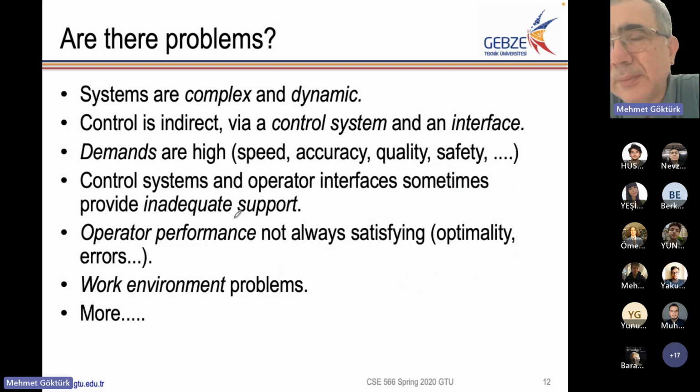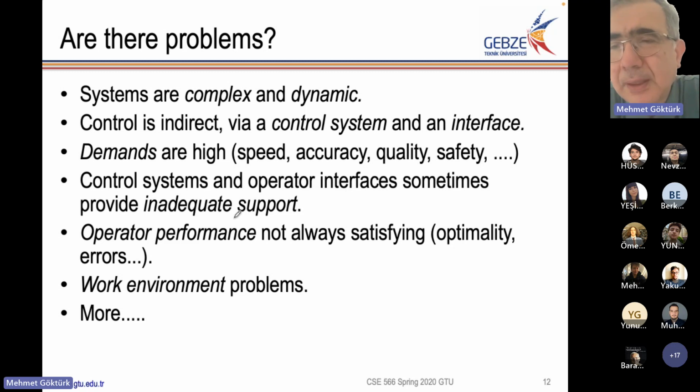So the fundamental properties are that systems are complex and dynamic, as we discussed, and the control is indirect, through the interface and through the control system. So the results are not visible immediately. Results are visible later and indirectly.